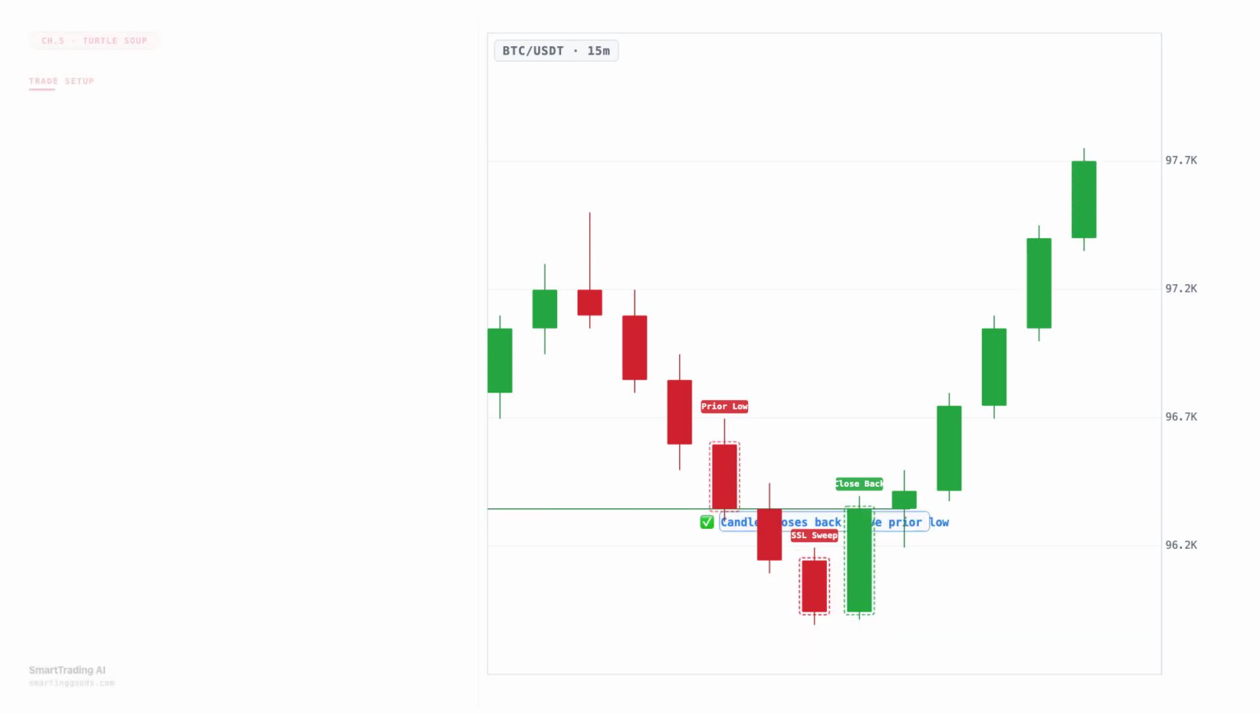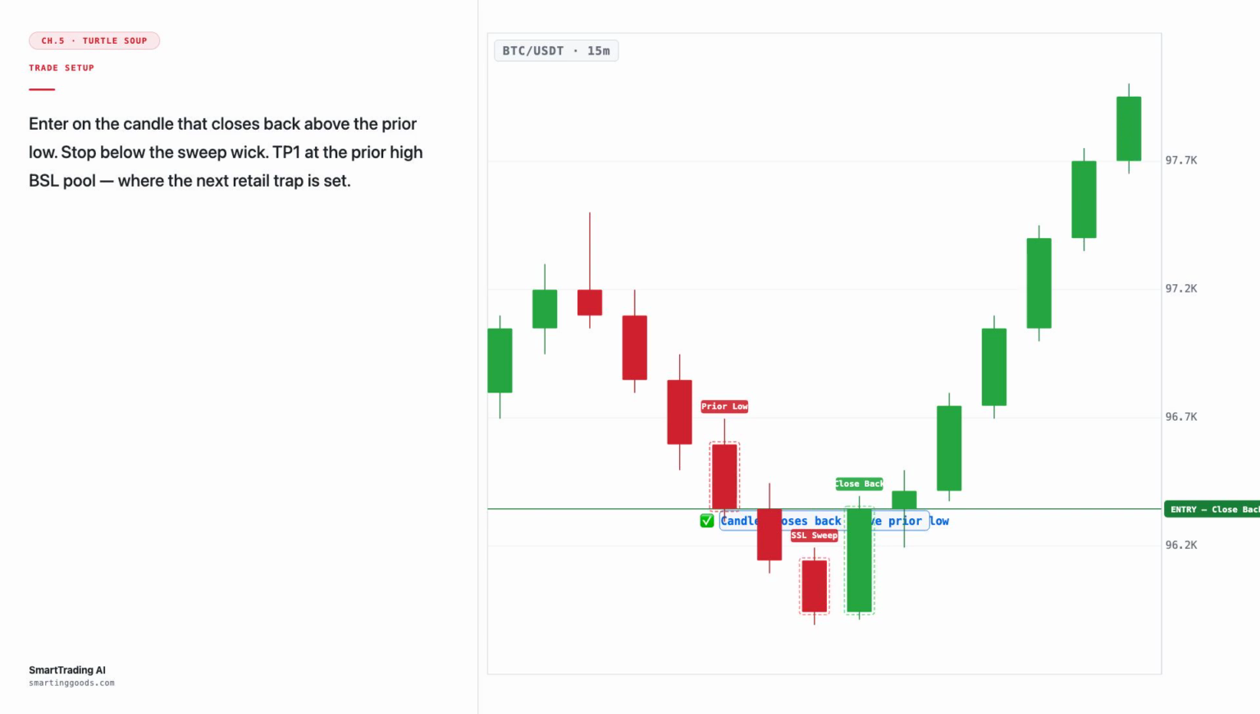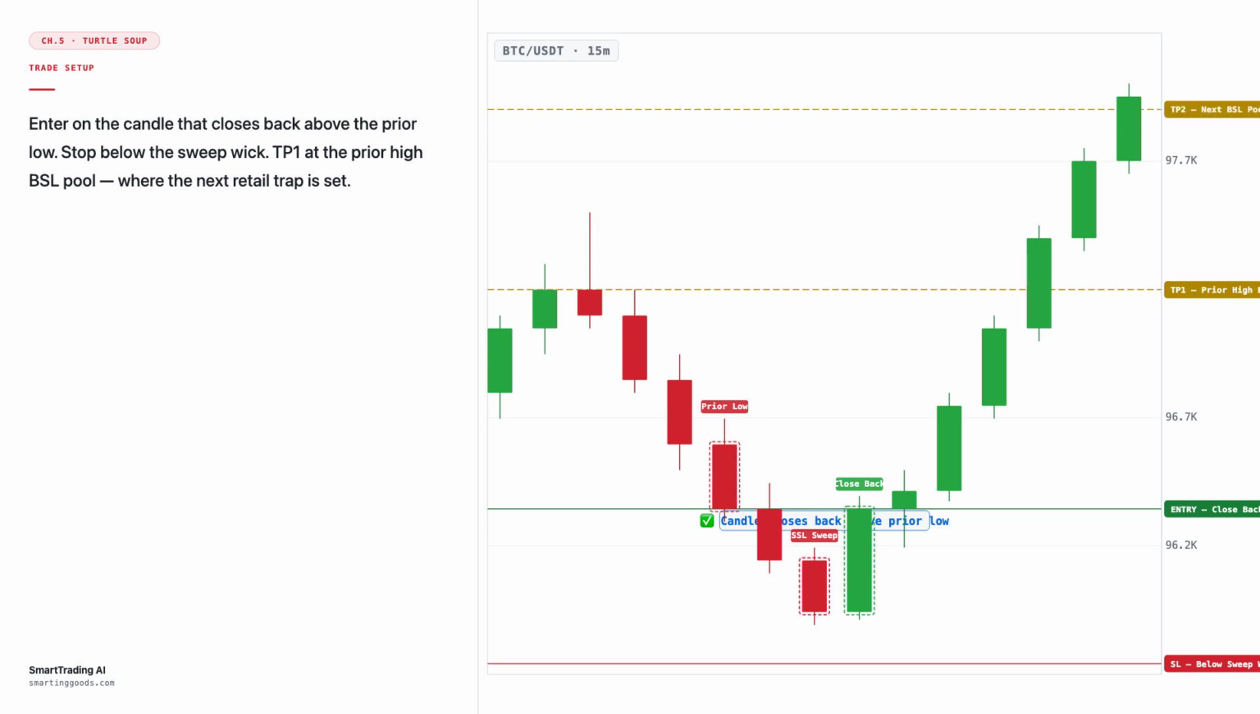The trade, you enter long above the prior low after the sweep candle confirms the close back above. Stop goes below the sweep low. First target is the opposing swing high, the buy-side of the range. Second target, the buy-side liquidity above previous highs.